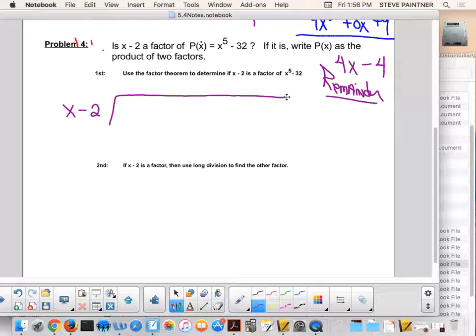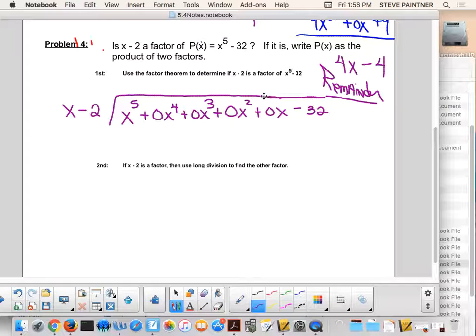X to the 5th minus 32. X to the 5th plus 0x to the 4th, and so on. And so on. Okay. I hope you mean by and so on like this, right? Yeah. Okay. Just do the same. Okay, and then, you know, it actually looks like a really small problem. It just looks like x to the 5th minus 32 looks small. But by the time you finish this, you would have almost the whole paper filled in.